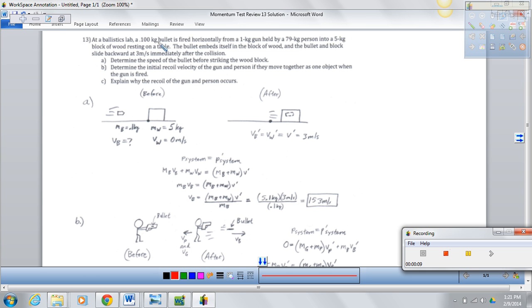It says, at a ballistics lab, a 0.1 kilogram bullet is fired horizontally from a 1 kilogram gun held by a 79 kilogram person into a 5 kilogram block of wood resting on a table. The bullet embeds itself in the block of wood, and the bullet and block slide backward at 3 meters per second immediately after the collision.